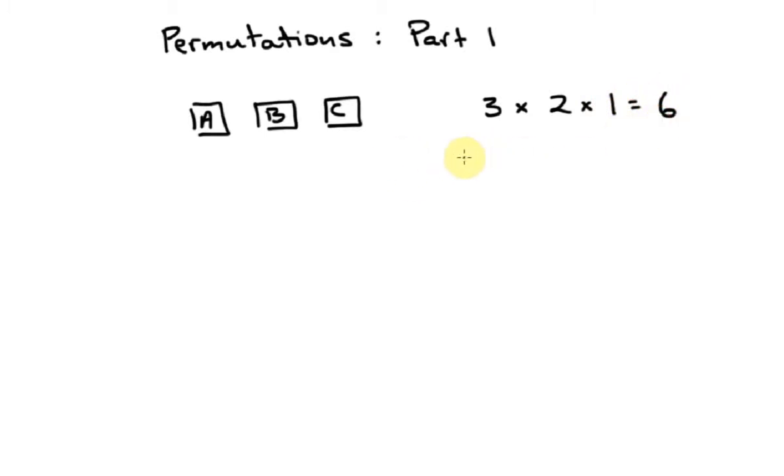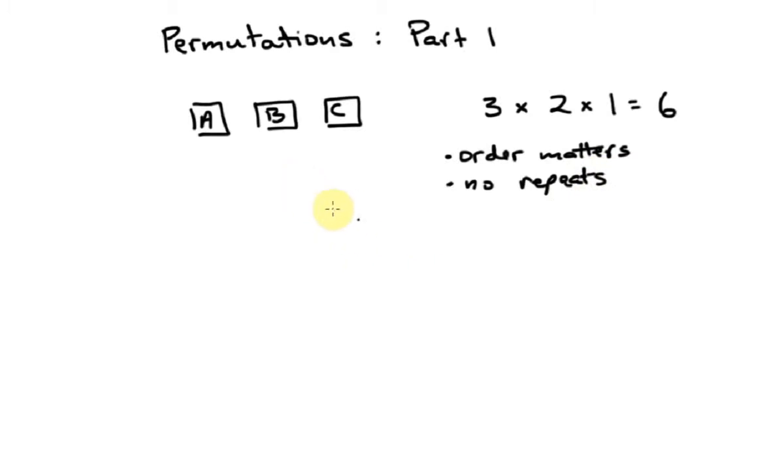Now order mattered in this, okay? So order matters. And we're not allowed to repeat any of the cards. Once you used the A card, that was it. You couldn't use it again. So there was no repetition sneaking in here. So no repeats in this, at least in the card example here.